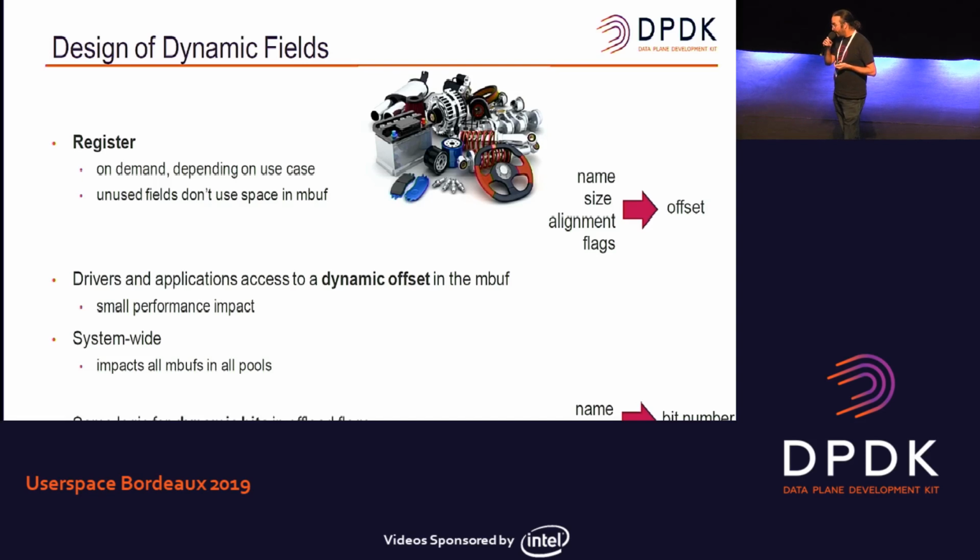So when an application wants to use, let's say, a timestamp, it will ask the PMD to activate this offload through the ethdev API. The PMD will register this field. And after, the application and the PMD can access it. It will have a small performance impact, but an impact, because instead of accessing the mbuf address plus a hard-coded offset, we will have to access the mbuf address plus a dynamic offset, which will be in a variable.